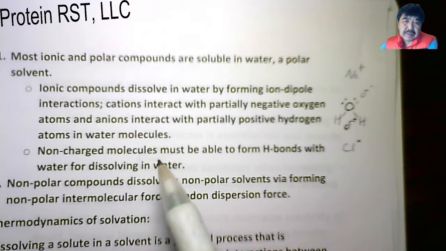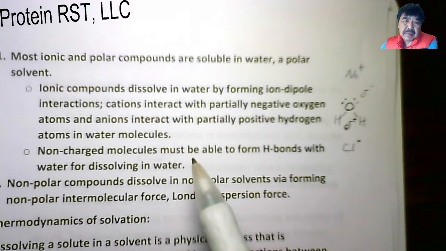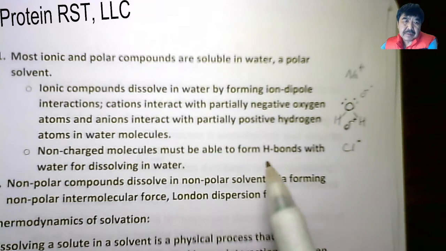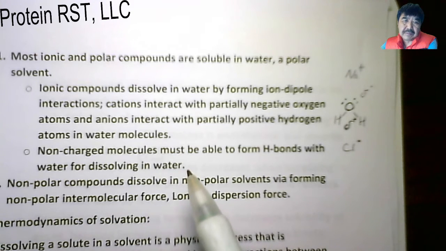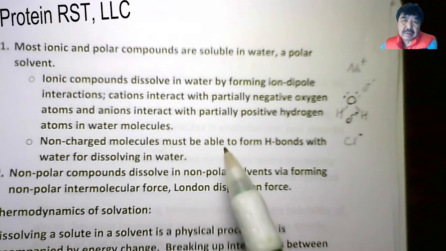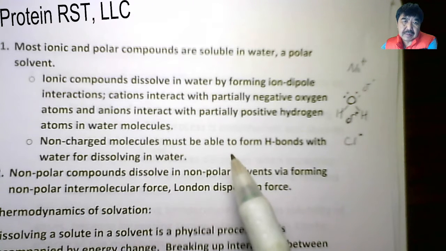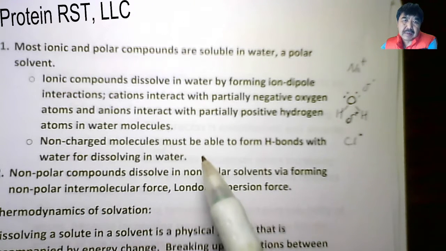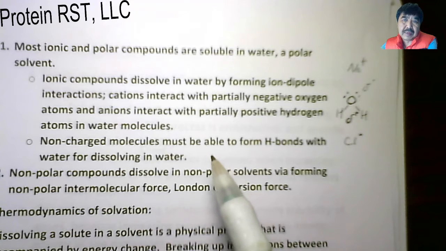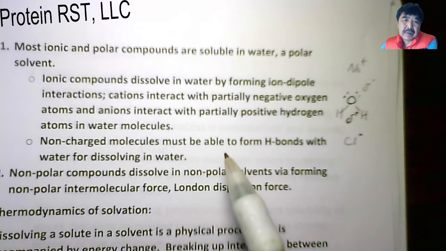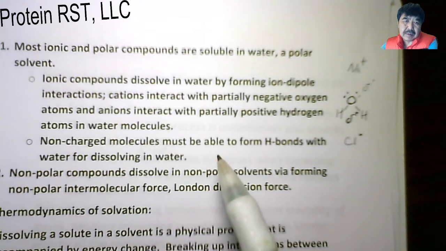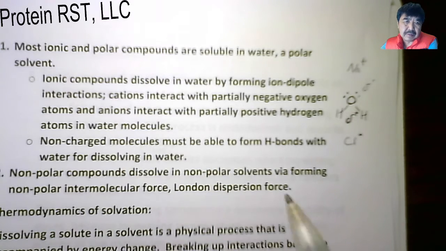Non-charged molecules must be able to form hydrogen bonds with water for dissolving in water, like alcohol. Alcohol is a small molecule. Alcohol can form hydrogen bonds with the water molecules, so it can dissolve in water. Another example is table sugar. Table sugar can form hydrogen bonds with the water molecules, so the sugar can quickly dissolve in water.